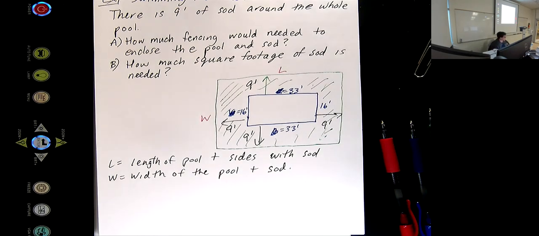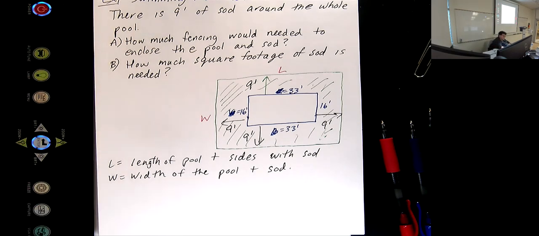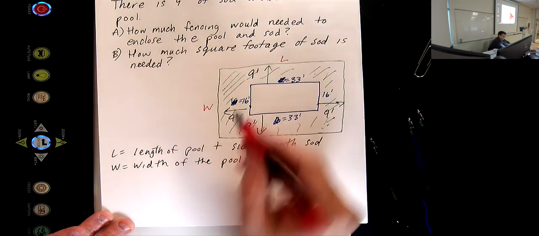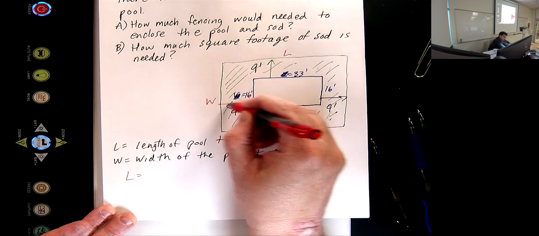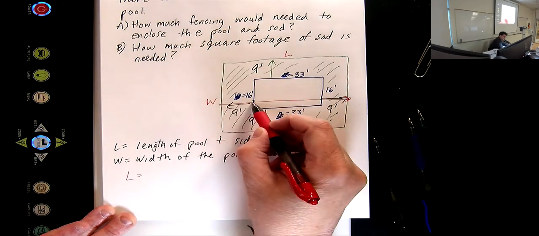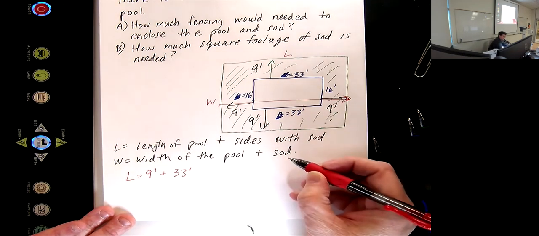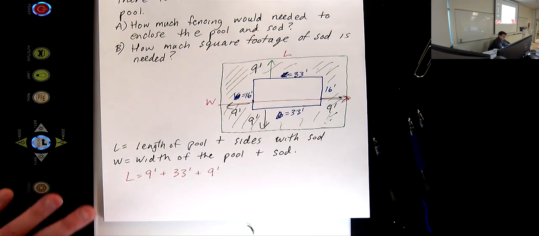That made it all, even the illustration made it so much easier, because now all you have to do is add. 16 plus 9 is 25, so that's going to tell us how far. Let's start with L first. I start here and I'm going across. So I hit the first 9, that's the first side of the sod. Then I got 33 feet for the pool, and then another 9 feet of sod, which is 51 feet.